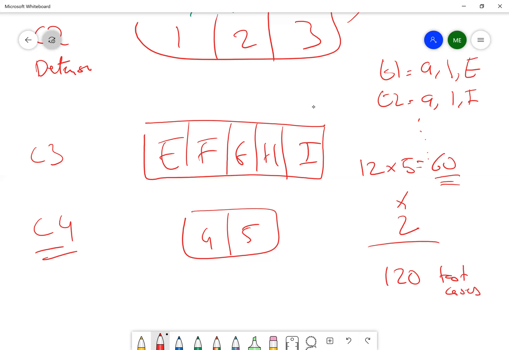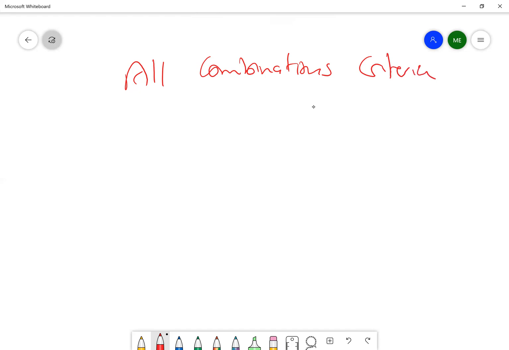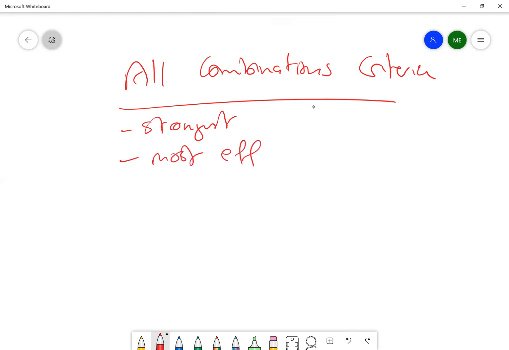But nonetheless, this is a very strong criteria, and it's the strongest criteria. This criteria, we call it the all combinations criteria. It's the strongest, but also the most effort, because it has the most test cases.